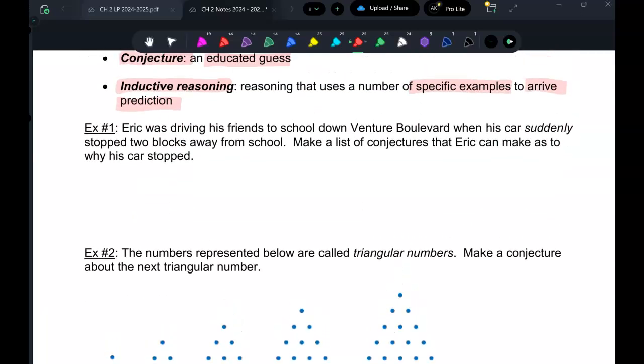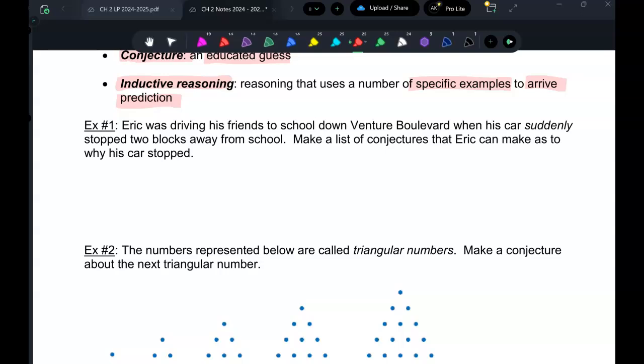Okay, let's see. Eric was driving his friends to school down Ventura Boulevard when his car suddenly stopped 2 blocks away from school. We're going to make a list of conjectures that Eric can make as to why the car stopped. What would be, Zoe, what do you think? Ran out of gas?